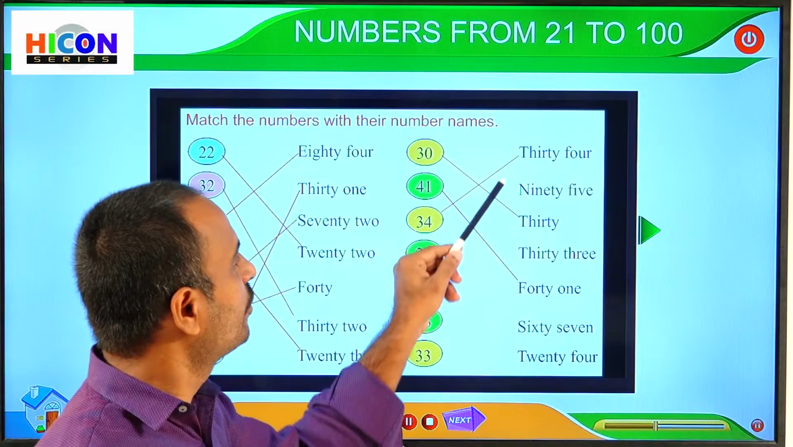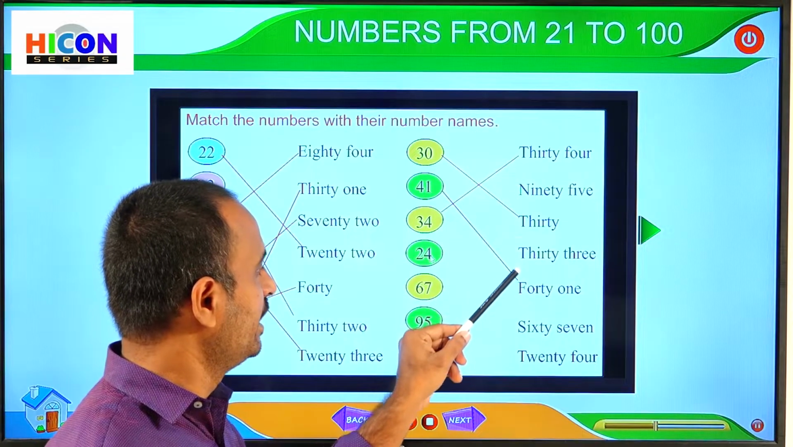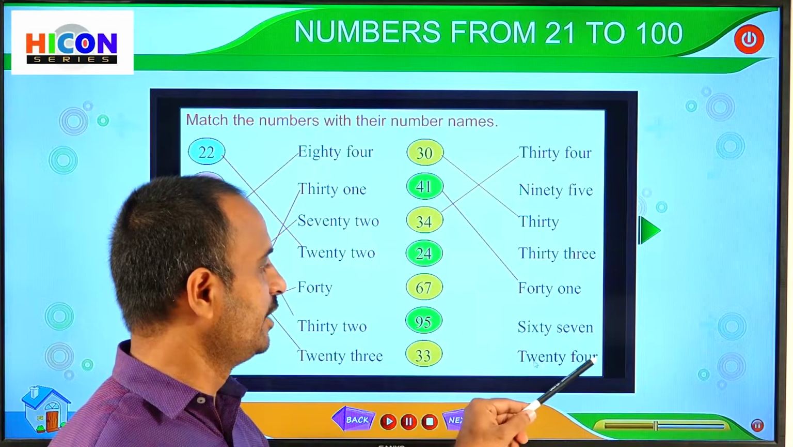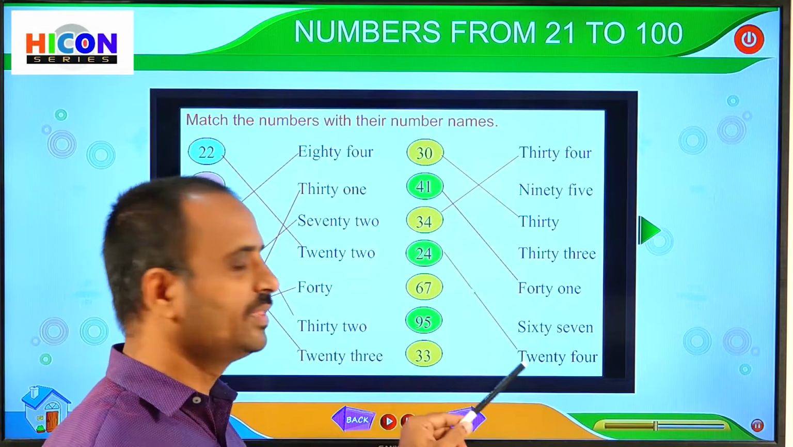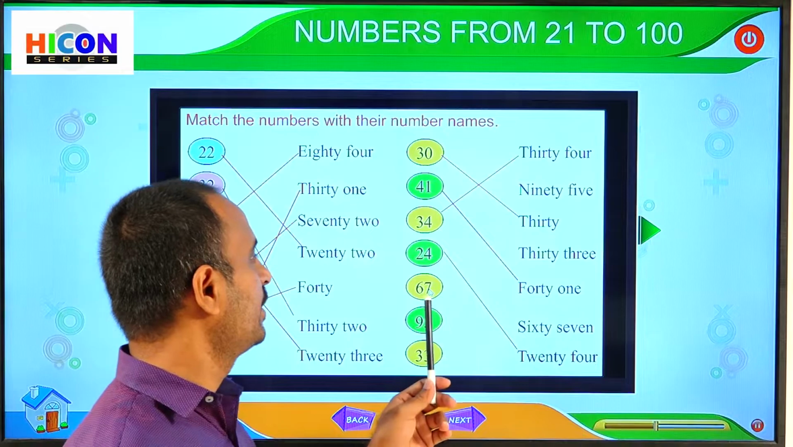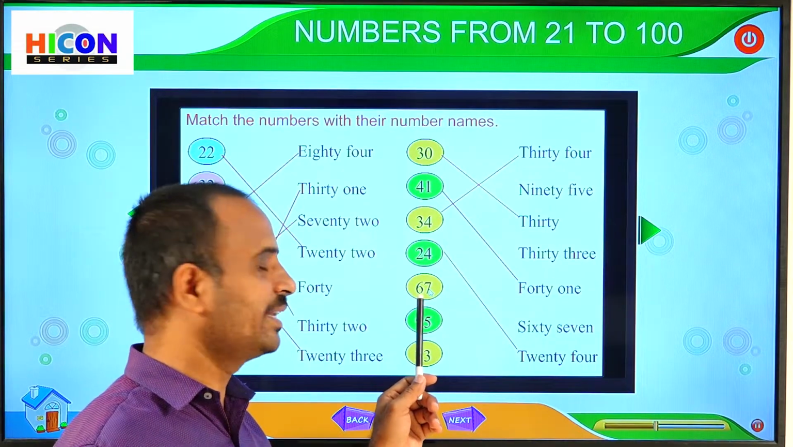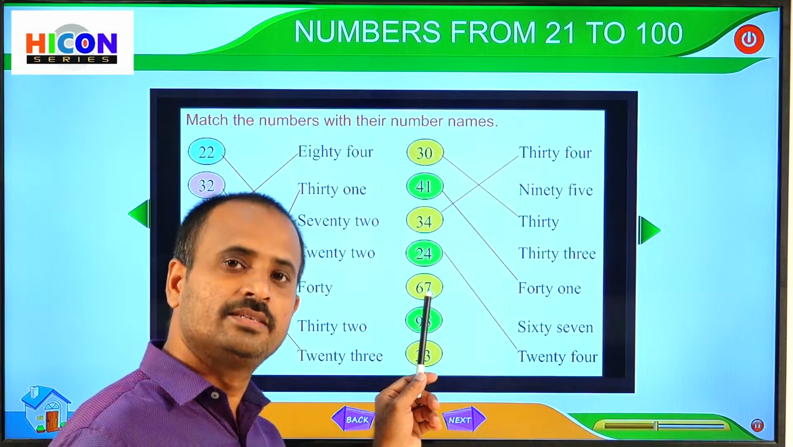So where is the 24 here? See the children and identify where is 24. Yes, see the last one. So this is the 24. So match the 24 with its number name. The next number is 67. How can we read this 67? 67 can be read as 67.